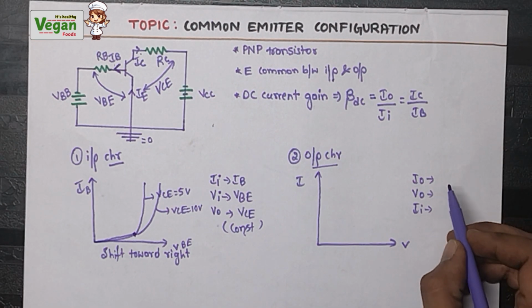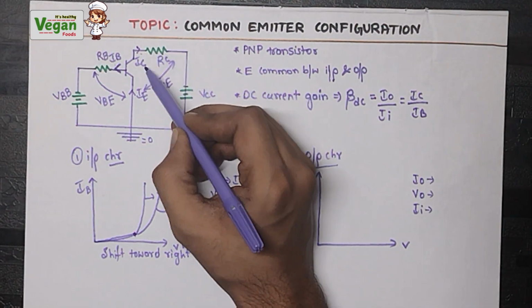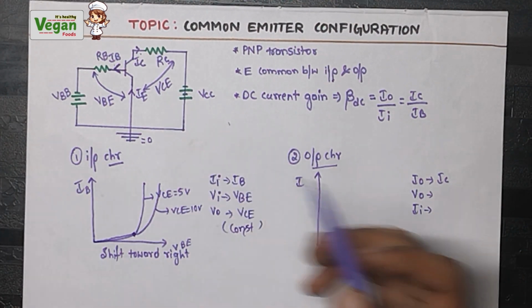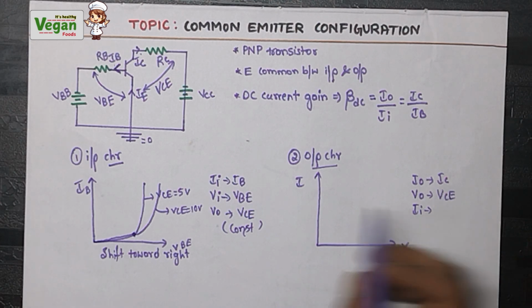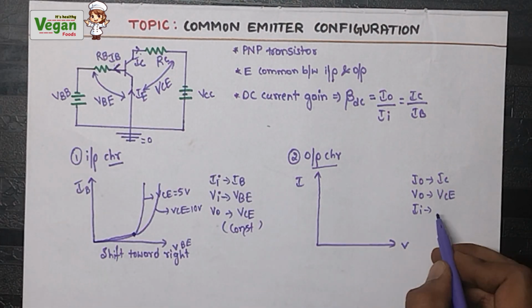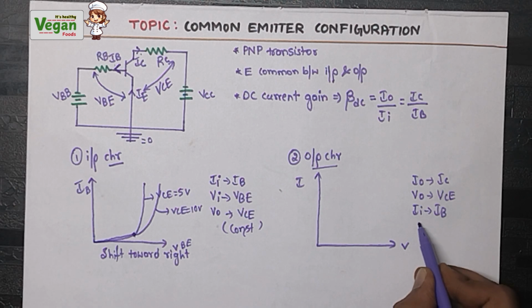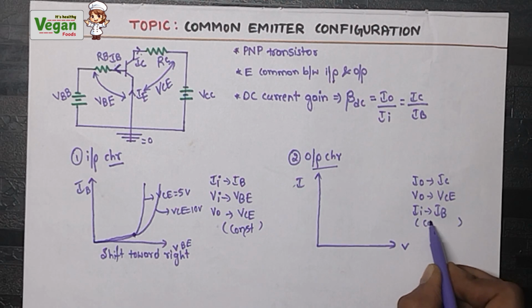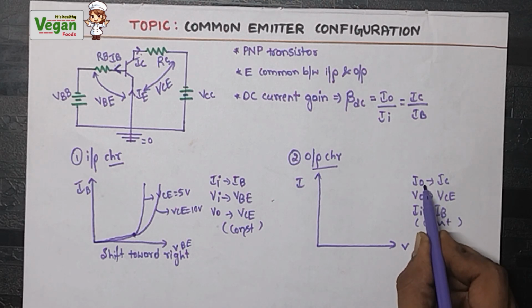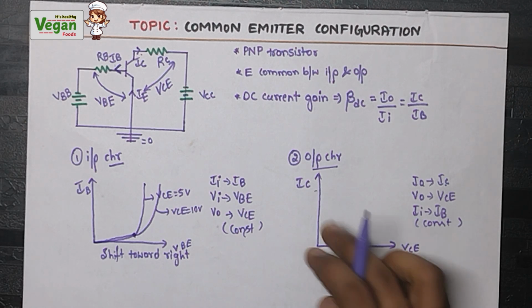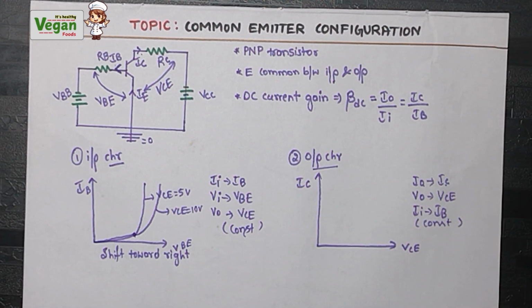So what is the value of the output current? Output current means the right side. What is the value? That is IC. Next, what is the output voltage? VCE. What is the input current? Input current is IB. So therefore we are plotting the graph of the output characteristics. We must keep the input value constant, that is, the input current constant. So output current IC versus output voltage VCE, we will be plotting the graph against these two.